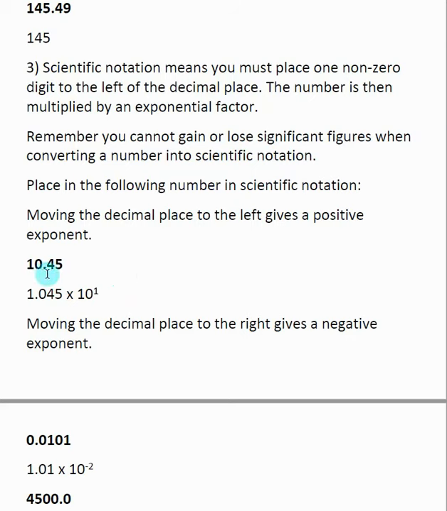I give you 10.55 and I say I want to put it into scientific notation. So that means I want one non-zero digit to the left of the decimal place, so I need to move this decimal place to the left. If I move the decimal place to the left, I will be multiplying by 10 times some positive exponent, and the positive exponent will be 1 for every place that I move. So I've moved it 1 place to the left, so it'll be times 10 to the first. Notice I'm putting 4 sig figs in, I'm getting 4 sig figs out.